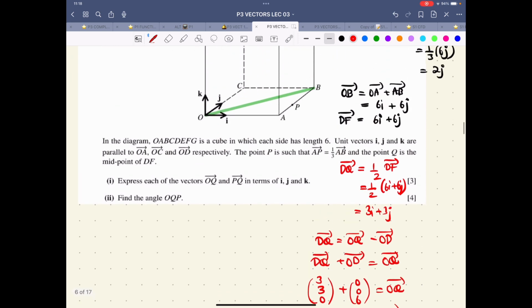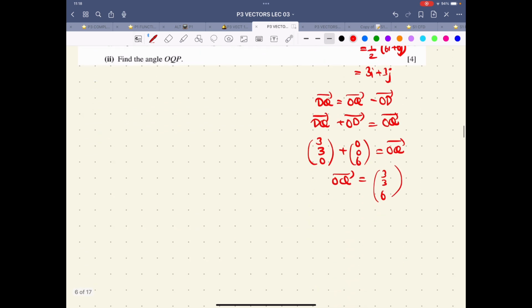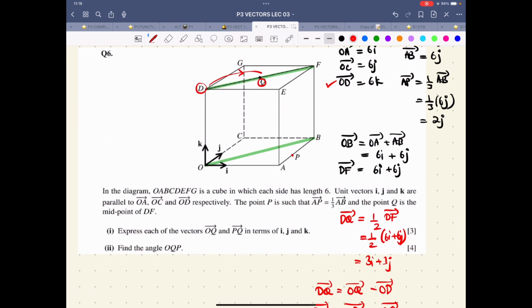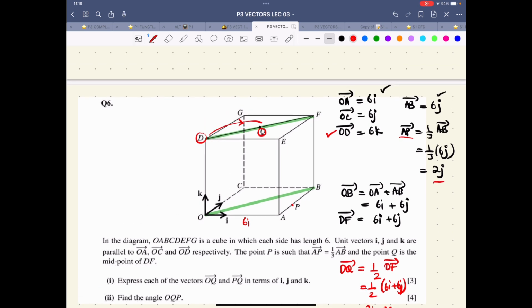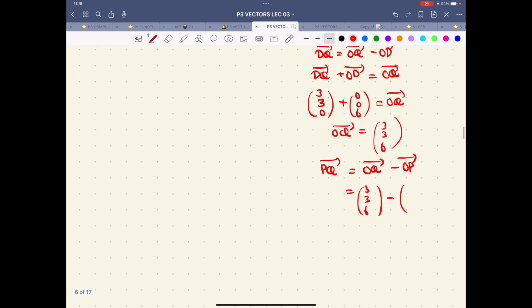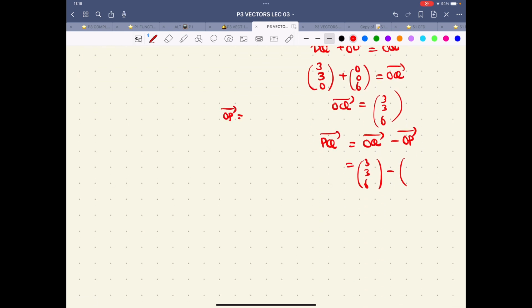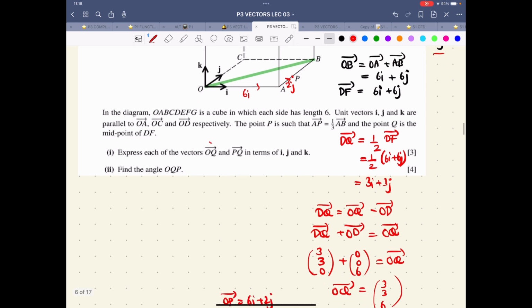And what about PQ? So we have to find it separately. So PQ should be OQ minus OP. OQ is 3, 3, 6 minus OP. What is OP? OP is right here. So that is 6I and AP is 2J. So 6I plus 2J. So OP, let me write it separately. First of all, that is 6i plus 2j. That is 6, 2, 0. 3 minus 6 is -3, and 3 minus 2 is 1. 6 minus 0 is 6. So that is PQ. So we found OQ, we found PQ.